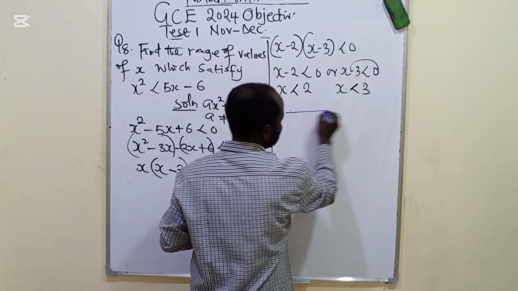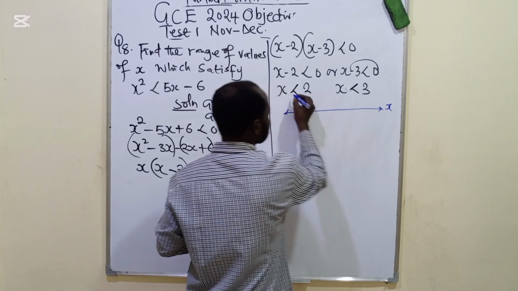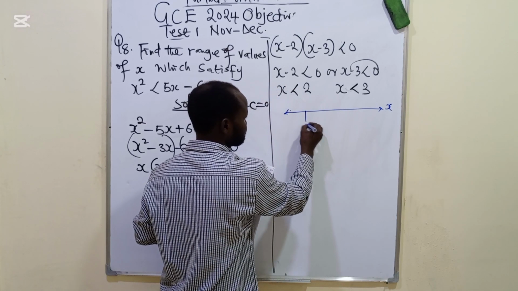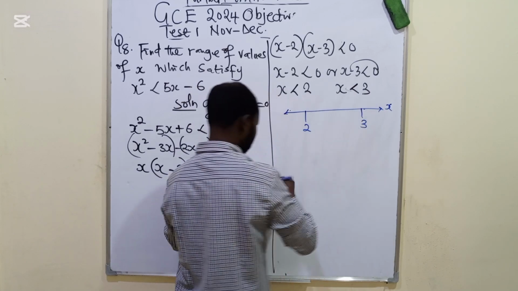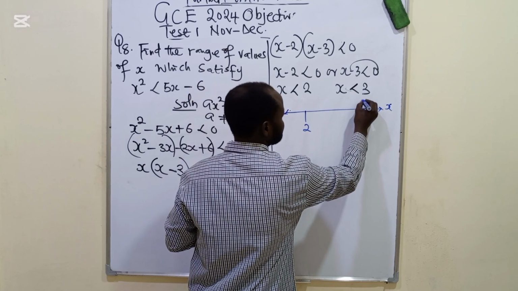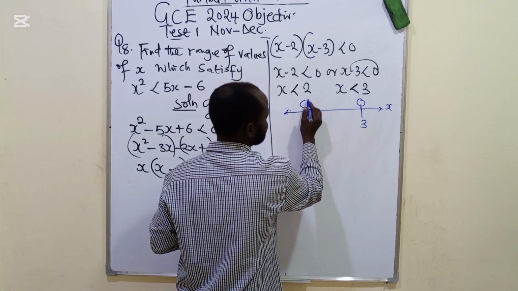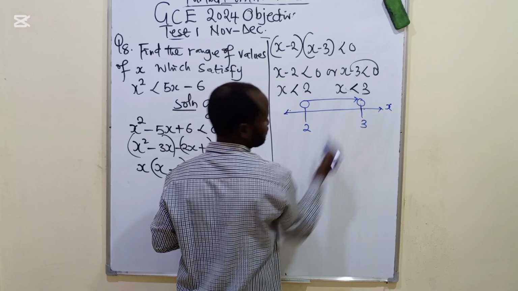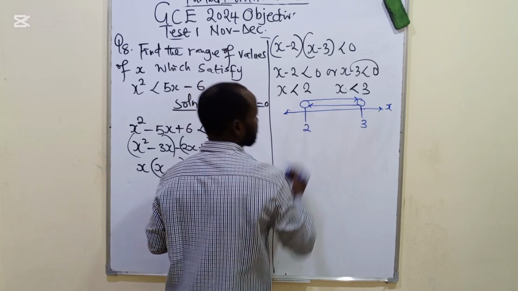So we have our number line as this. We start with these 2. We have 2 here, then we have 3 here. We have a solid circle here, then we have another solid circle here. This arrow will go this way, then this 3 will go this other way.